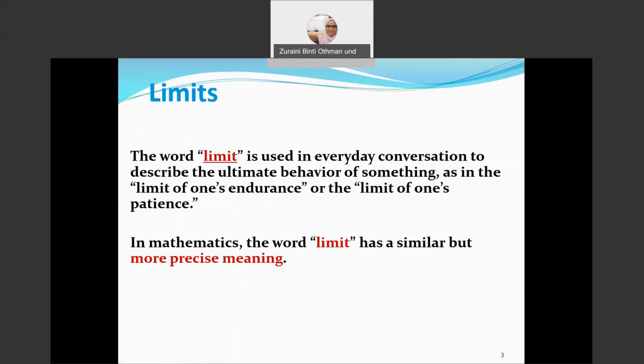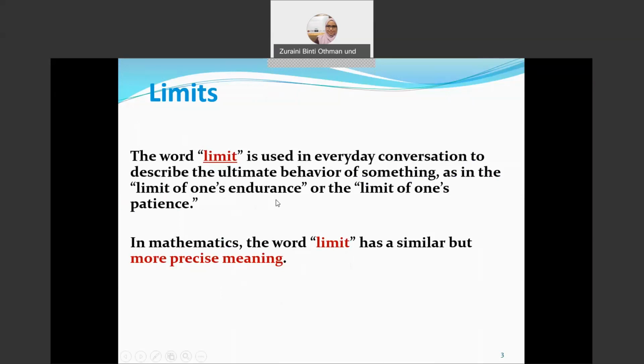Maksudnya kita cakap dengan orang, ini dah sampai had, sabar aku dah ni had. Maksudnya the last point, macam tu. Had kan kita panggil had. Sampai hari ni, maksudnya daripada hari tu sampai hari ni. Kita cakap macam tu, dia tak pernah bayar hutang aku. That's the limit. Maksudnya kita dah kira how the duration dia kat situ kan.